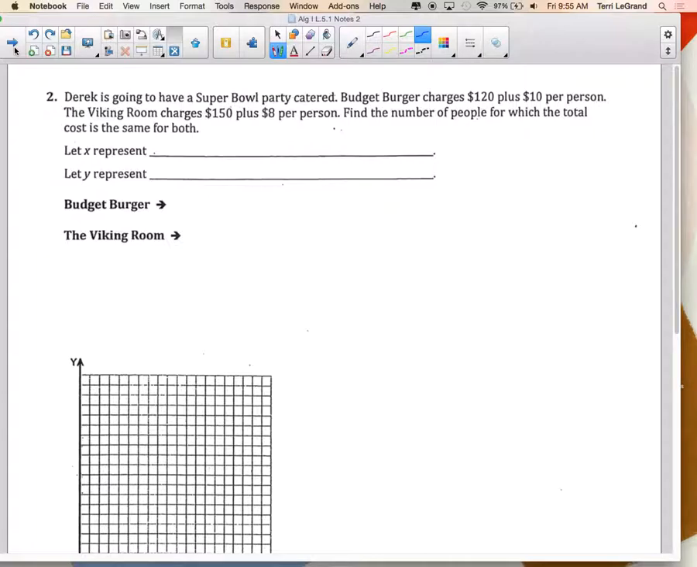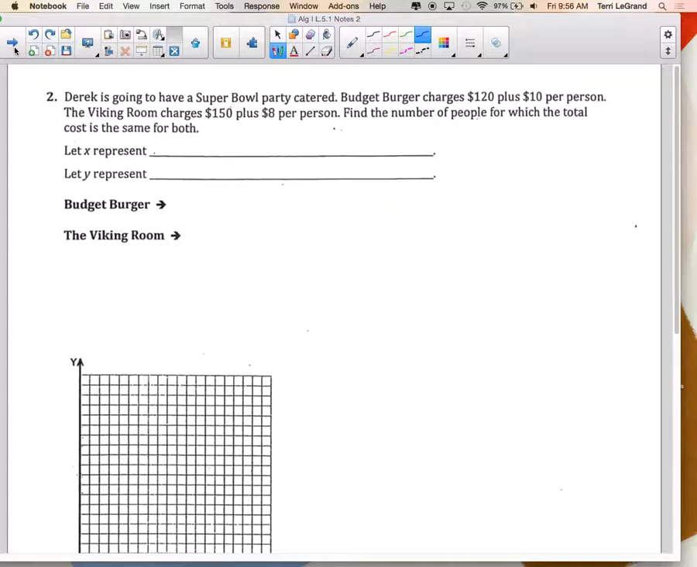Okay, Andrew, read that for us, please. For the Super Bowl party, catered Budget Burger charges $120 plus $10 per person. Viking charges $150 plus $80 per person. Find the number of people for which the total cost is the same for both.